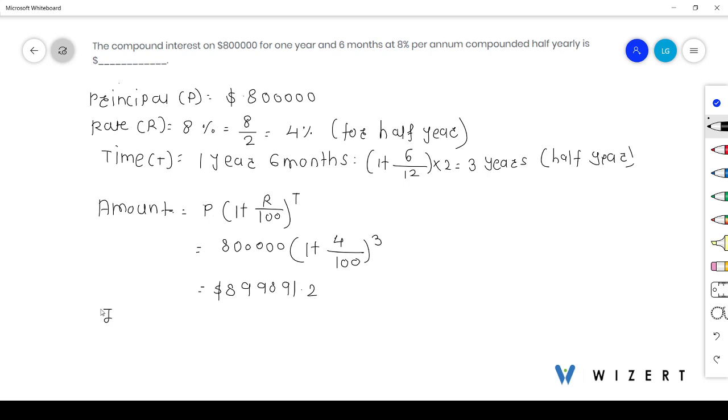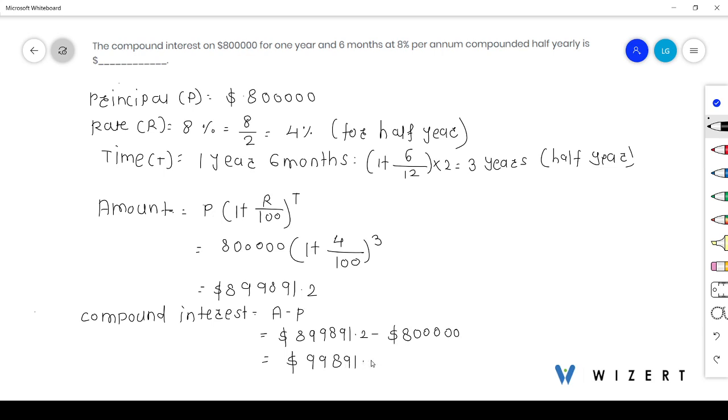So after that, we can calculate compound interest. Compound interest will be A minus P, which is 899,891.2 minus $800,000, which is $99,891.2.